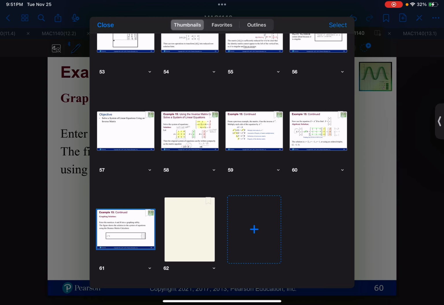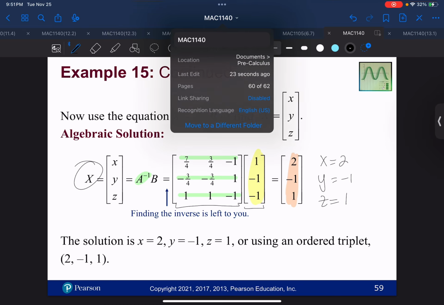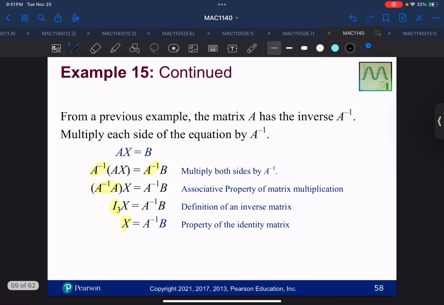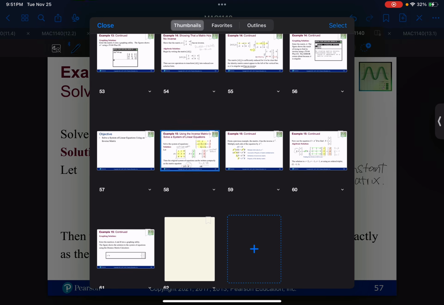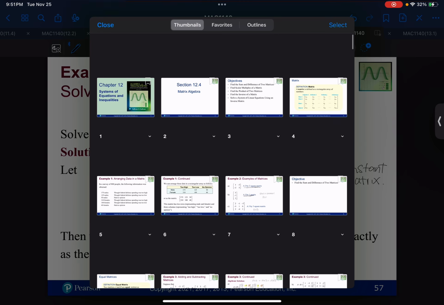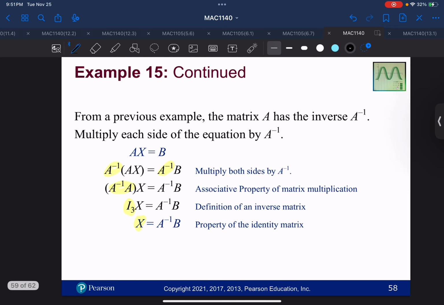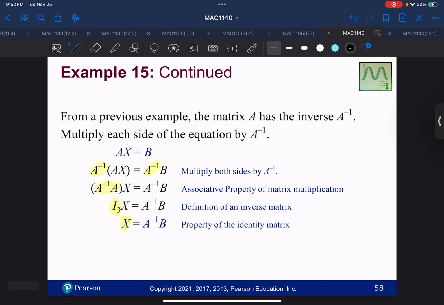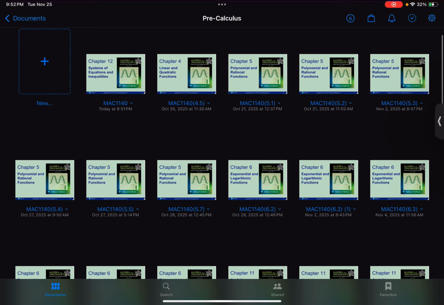All right, so that is the end of 12 point, or I'm sorry, this was 12.4, wasn't it? I think I said 12.3 at the beginning, but my mistake. This was 12.4. And now we are going to go to 13.1.